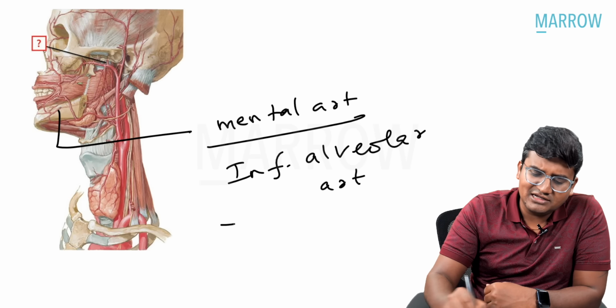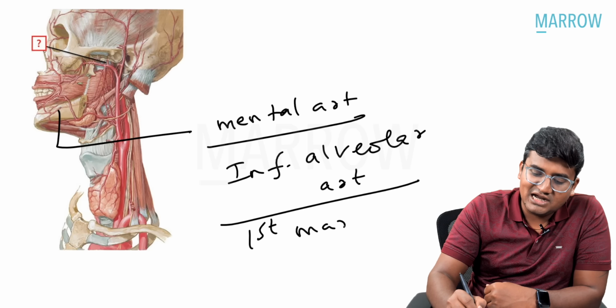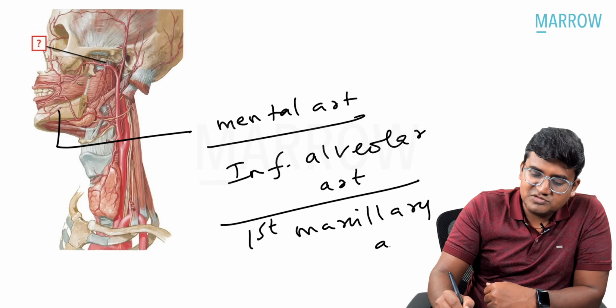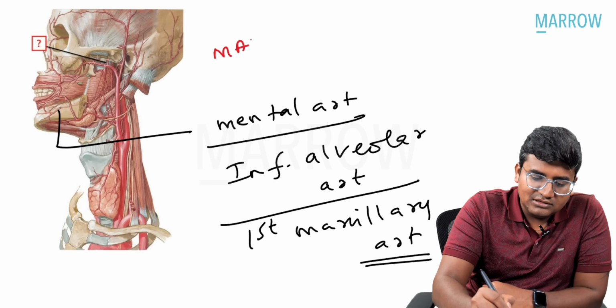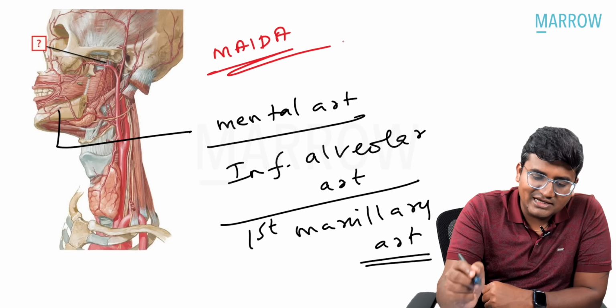Which part of maxillary artery? The first part of maxillary artery. The first part of maxillary artery will give 5 branches. Mnemonic, M-A-I-D-A. Maida is a mnemonic.